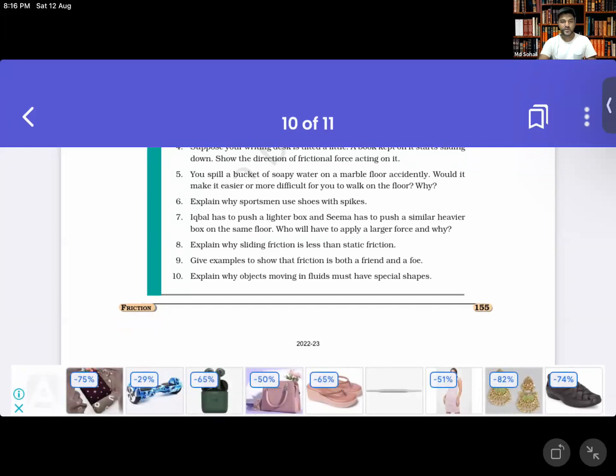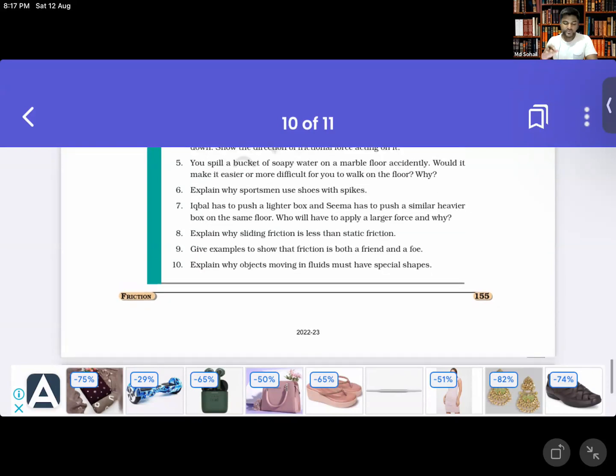You spill a bucket of soapy water on a marble floor accidentally. Would it make it easier or difficult for you to walk on the floor? Difficult, because it reduces the friction. And while walking, when our feet push the ground backward, the floor pushes us in the forward direction. Here friction plays the most important role in this process. So when you spill a bucket of soapy water on a marble floor, friction between our feet and the floor decreases, and the force responsible for pushing you forward becomes weaker. Therefore, it becomes more difficult for us to walk on that floor. Okay.